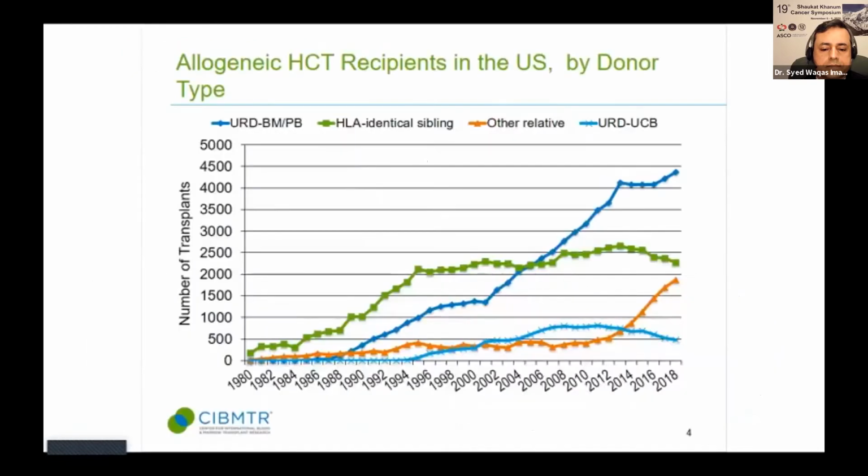If you put this all together, we can see the trend here. The orange line here from the CIBMTR records show that the number of haploidentical transplants has significantly increased over the last 10 years, and it is now almost touching the green line, which is the matched sibling donor transplants.